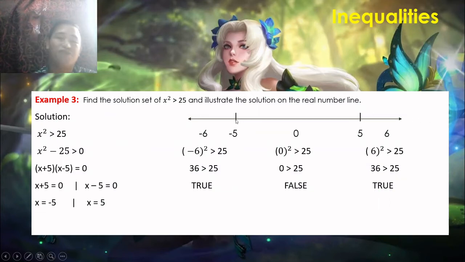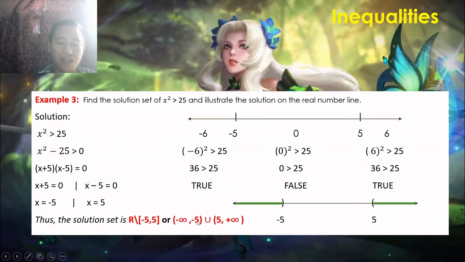Okay, so negative 5 going toward negative infinity. So the solution set, class, is this: negative infinity to negative 5, union 5 to positive infinity. Or we can write it as the set of real numbers minus the interval that includes negative 5 and 5, because the rest is what we will take.